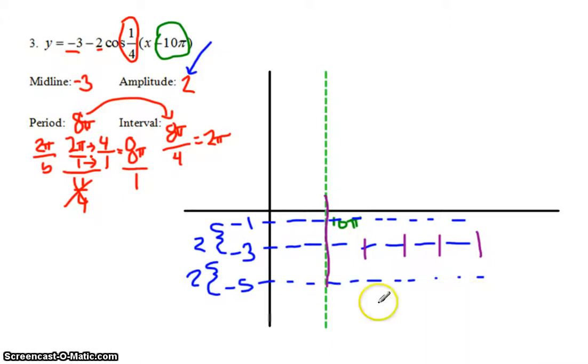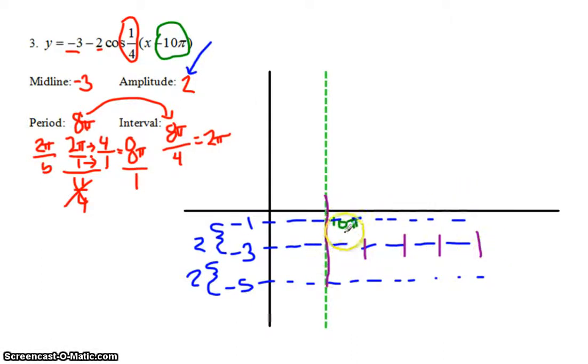Remember to also put your lines, your intervals, on your midline. This way you don't make any mistakes. If you put it up here on your x-axis, you might accidentally put your dots up here on the x-axis, and they need to stay on your midline.